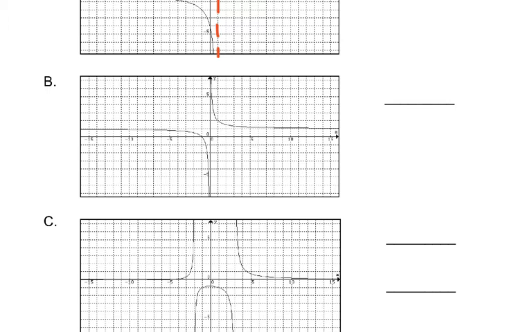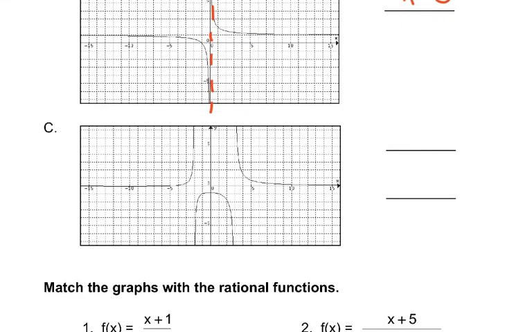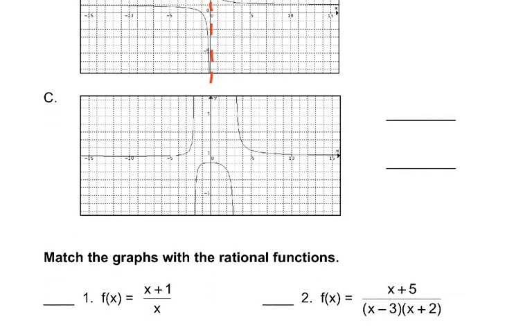B, the vertical line that our graph does not cross, it gets super, super close to, but never crosses, is at 0. So x equals 0 is the vertical asymptote on B. On C, I have 2 vertical asymptotes. I have one at x equals -2, and one at x equals +3.